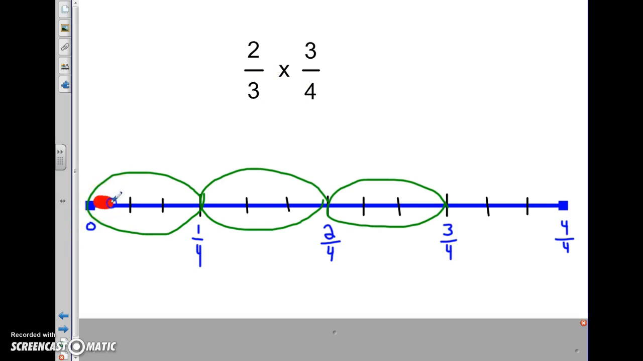So we've got 2/3 here, right? 2/3 of this fourth, 2/3 of this fourth. So of each of these fourths, I'm showing 2/3 of it. So I want 2/3 of this fourth, 2/3 of this fourth, 2/3 of this fourth. Now, what we have all together there is 2/3 of the 3/4.